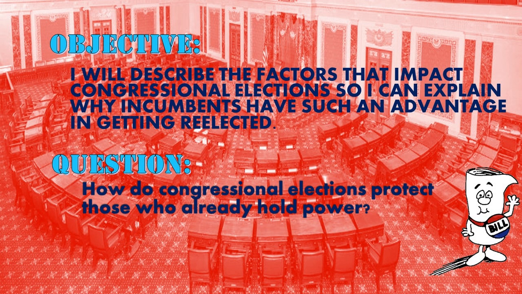So our objective today, we're going to describe the factors that impact congressional elections. We're going to go through lots of different things that have an influence on the outcome of congressional elections. And after that, we'll be able to explain why incumbents have such an advantage in getting reelected in Congress. So we will be spending our time today looking at how congressional elections protect those people who are already in power. The structure of the elections create these advantages for the incumbents, the guys that already hold office.